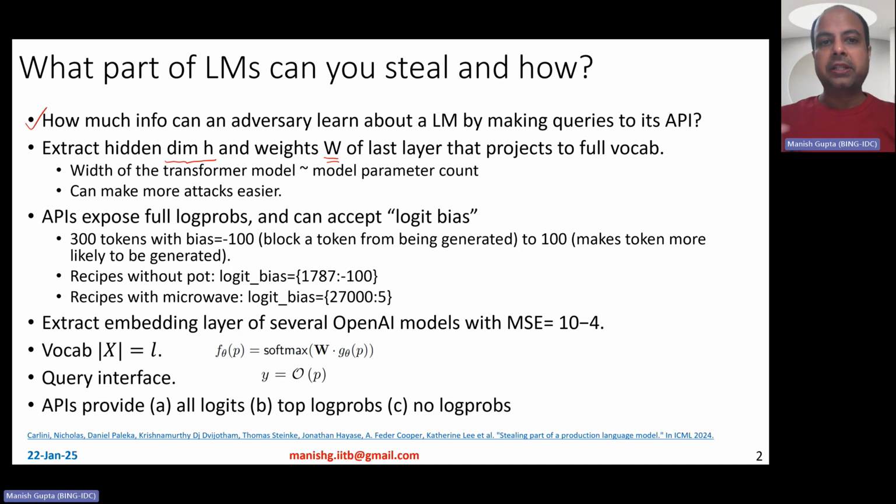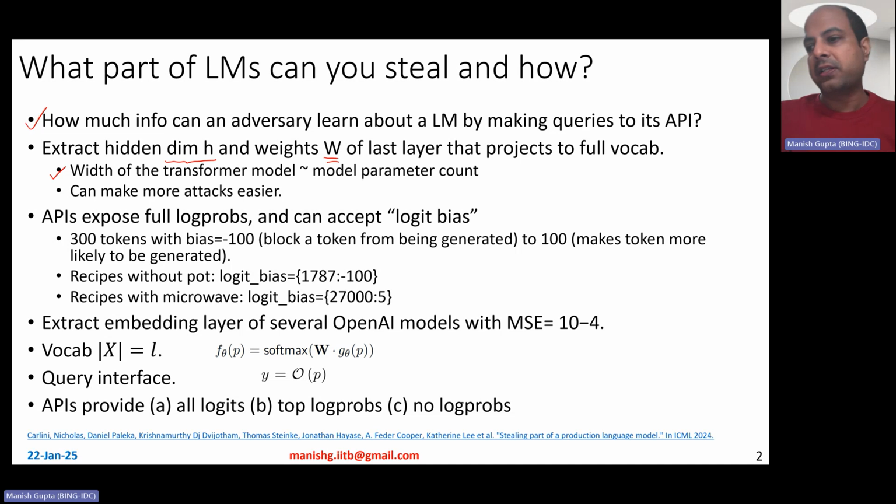There are two things that you can predict using the work that I'm going to talk about in this video. One is the hidden dimension h, and the other is the weight matrix, in that sense the output embedding matrix. This is important to know. Although you won't get to know the entire model, just the last layer and the hidden dimension is still important because it tells you about the width of the transformer model. Oftentimes that correlates nicely with the overall model parameter count.